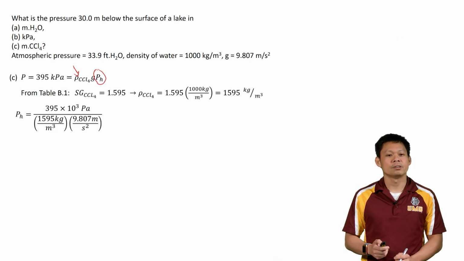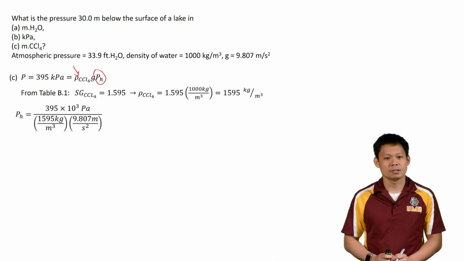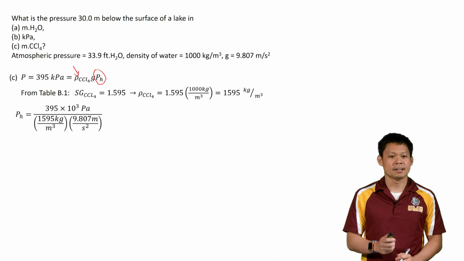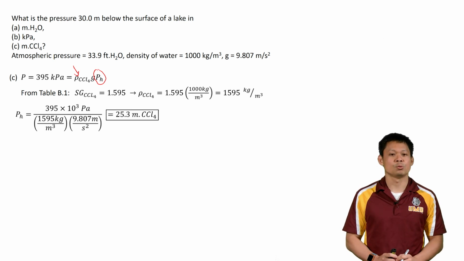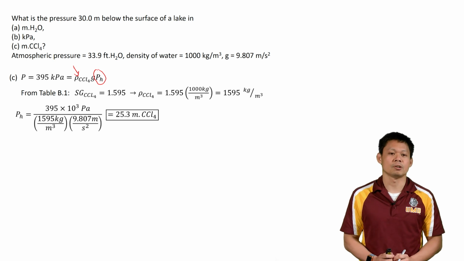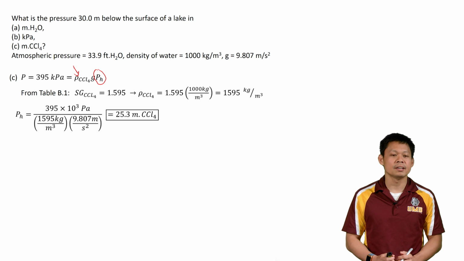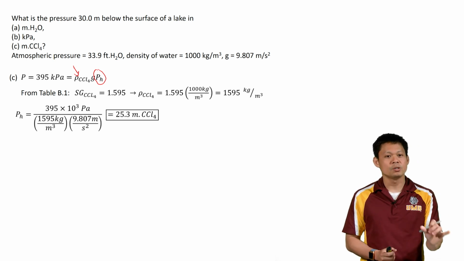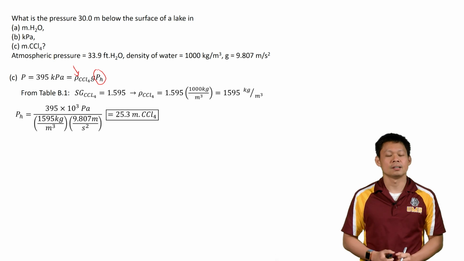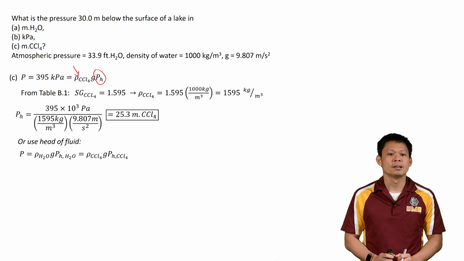We can put it all into our equation, doing everything in SI units, so converting to pascals, and now we know that the answer that's going to come out is going to be in SI units, which is meters, and that will give us 25.3 meters of carbon tetrachloride. That's the first way of doing it. The second way of doing it is using our 40.3 meters of water. So we're going from one unit of head of fluid to another head of a second type of fluid.